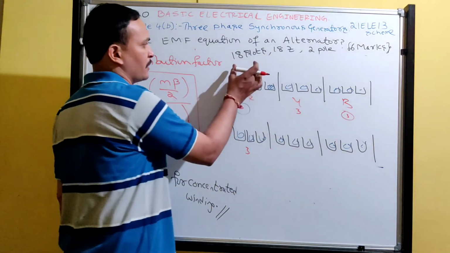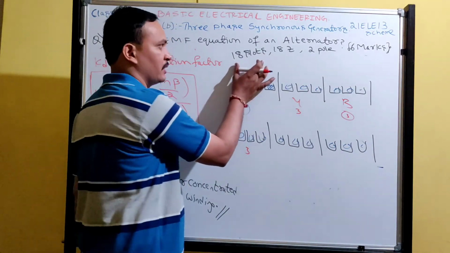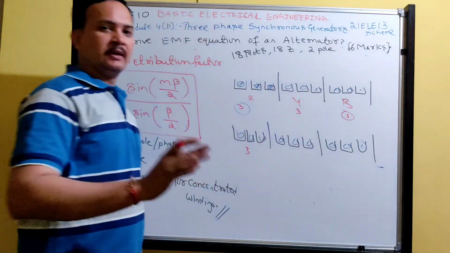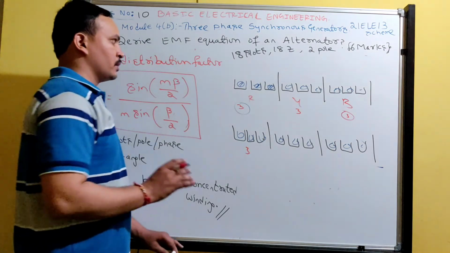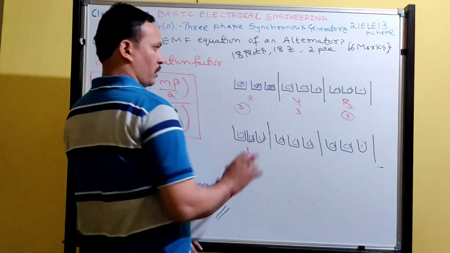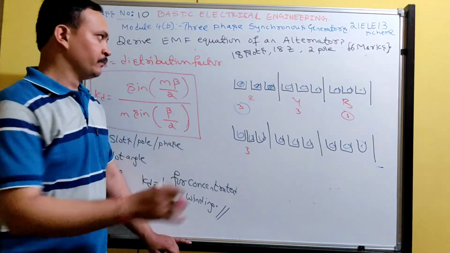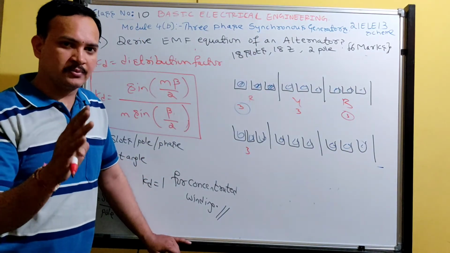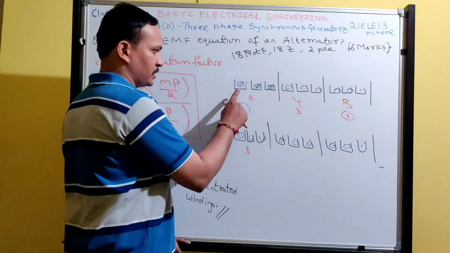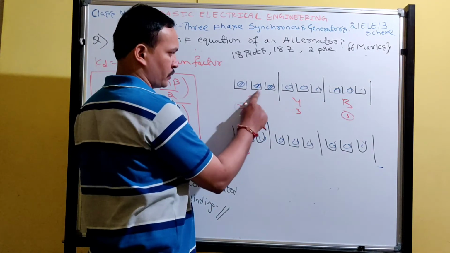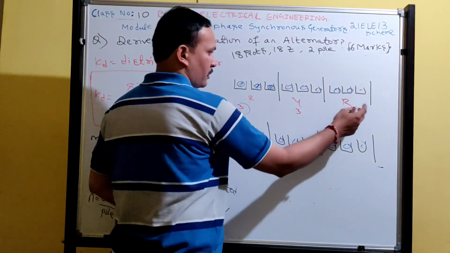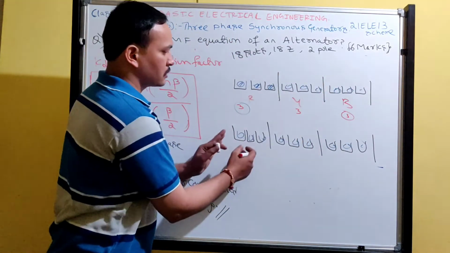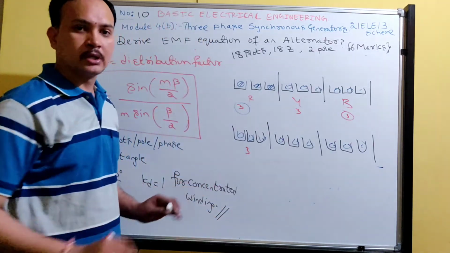Let me take some example. 18 slots are there and 18 conductors in total, and a 2-pole 3-phase alternator. So there are total 18 slots, 2 poles. How many slots per pole? 18 slots divided by 2, you will get 9 slots under one pole. So these 9 slots I have written, slot 1, 2, 3, 4, 5, 6, 7, 8, 9. All these 9 slots come under the north pole, and another 9 slots all come under the south pole.